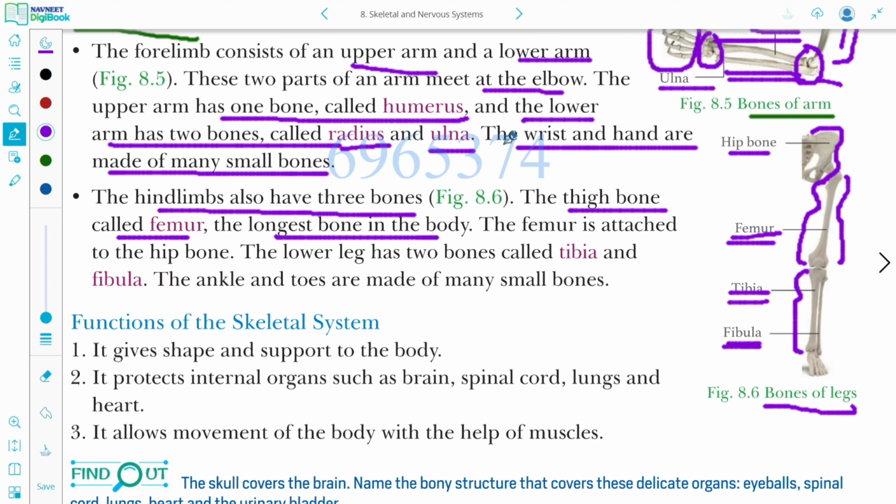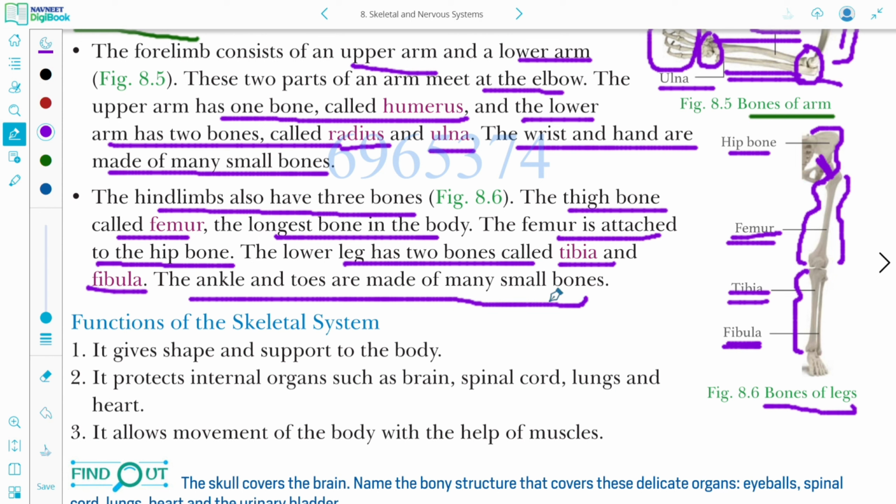Femur is attached. फीमर कहाँ अटैच्ड है बच्चे? हिप बोन से. ये देखो इसकी ज्वाइनिंग कहाँ है? हिप बोन पे है ना. फीमर इज अटैच्ड टू द हिप बोन. द लोअर लेग हैज 2 बोन्स कॉल्ड टिबिया एंड फिब्यूला. द एंकल एंड टोज आर मेड अप ऑफ मेनी स्मॉल बोन्स. और जो हमारा एंकल, this portion is your ankle and toe, is made up of many small bones.